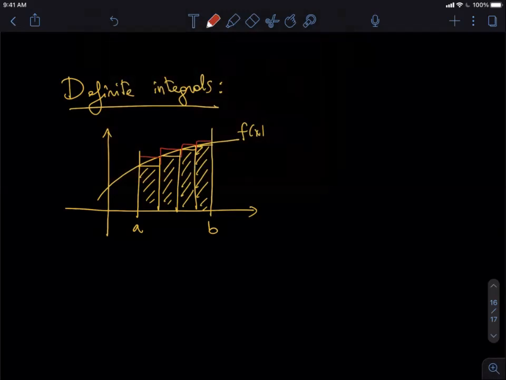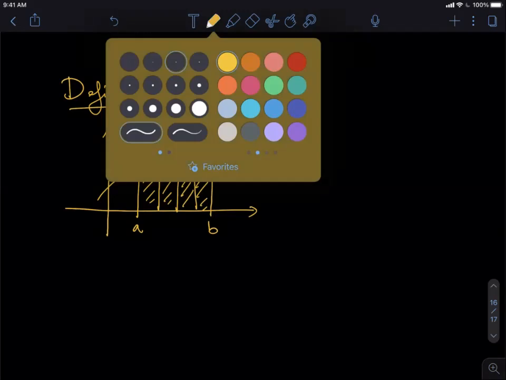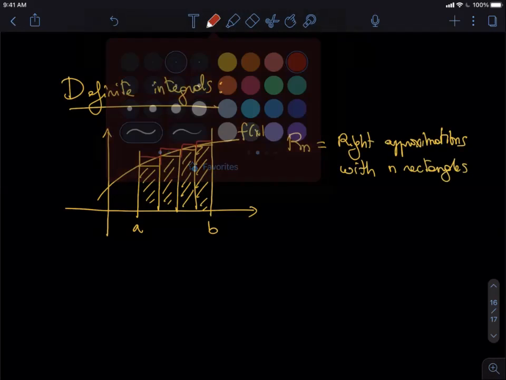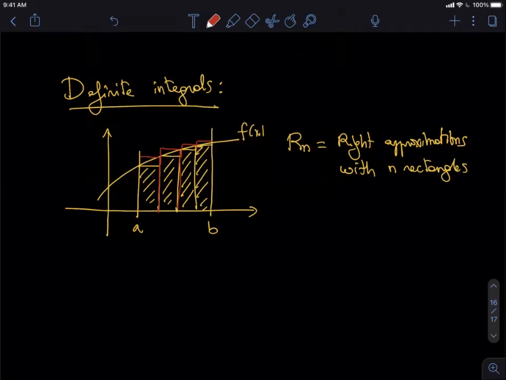So in this case, the yellow ones are what we called right approximations, and we denoted Rn the right approximation with n rectangles. And then here, the red rectangles are what we called left approximations with n rectangles.